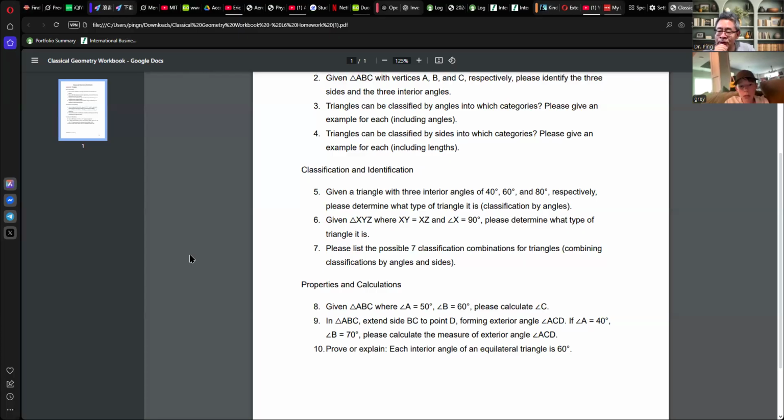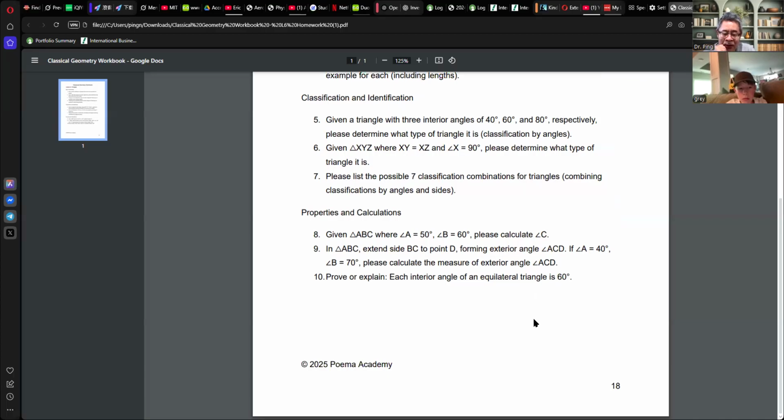Very good. Okay, acute scalene, acute isosceles, and acute equilateral, and right scalene, right isosceles, obtuse scalene, and obtuse isosceles. Very good. Okay, let's look at 8.